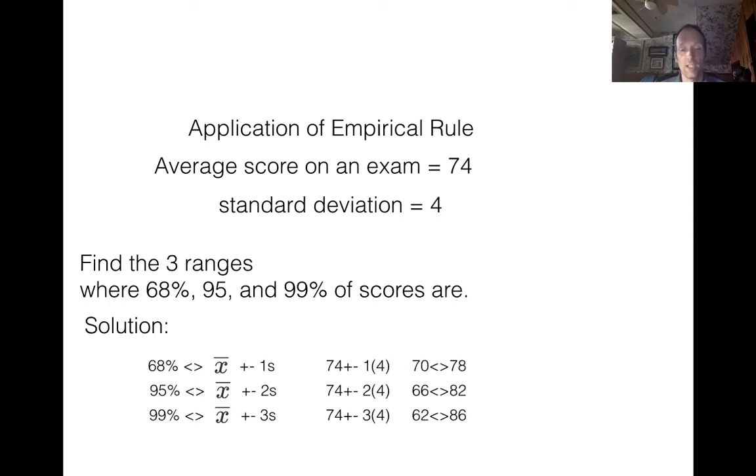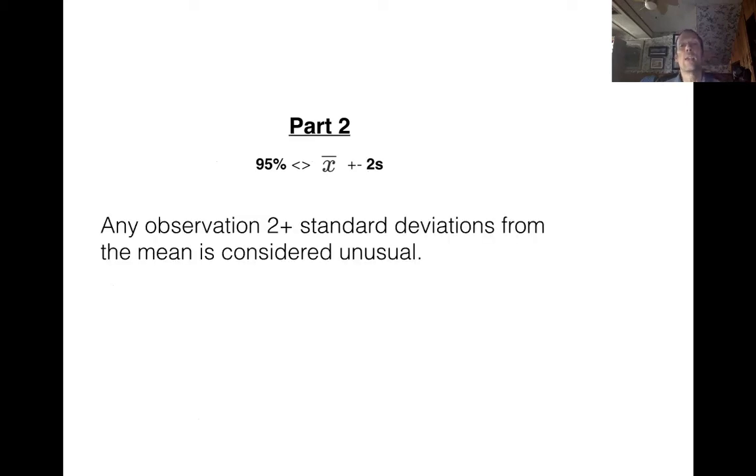Okay, now that we have our 3 different ranges, we get to part 2 of the empirical rule. So part 2 builds off of the fact that 95% of our data is within 2 standard deviations of the mean. And you might be thinking, well, if I have 95% of my data in that range, that's mostly everybody. So if I have somebody that scores higher than that range or lower than that range, wouldn't that be a really strange circumstance? And you'd be absolutely correct. If we have an observation 2 or more standard deviations from the mean, we refer to it as unusual. So it could be unusually high or unusually low.